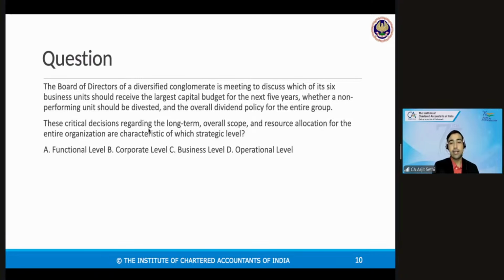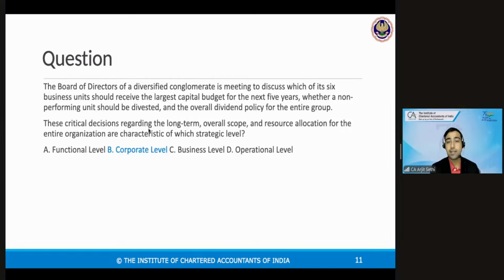Corporate level. The correct answer is corporate level. Abhishek, the correct answer, my friend, is corporate level. Corporate level decides all the overall business strategy. All these big, long term decisions are taken by corporate level. Business level does the allocation of tasks to the functional manager. Functional level actually does the job.